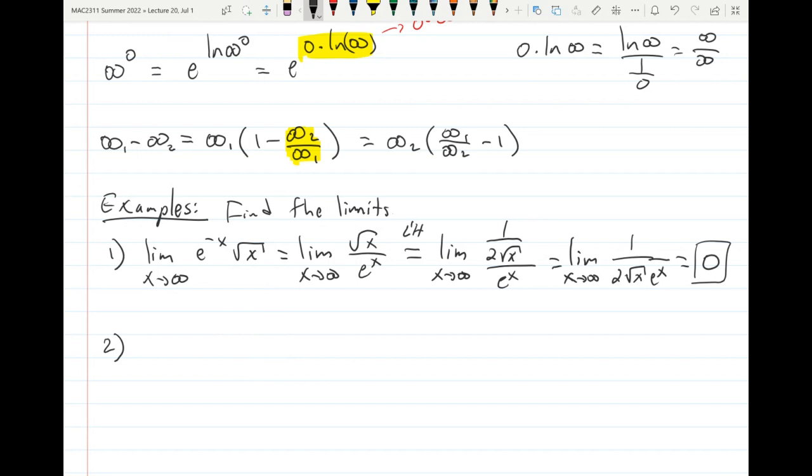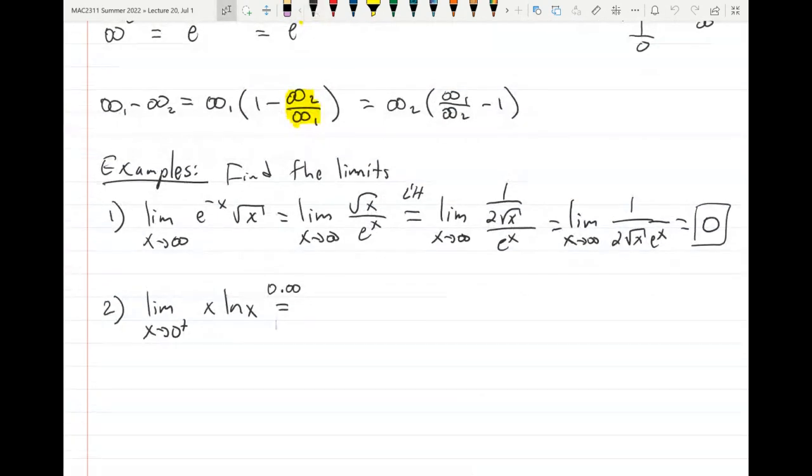Okay, now let's do the limit as x approaches 0 from the right of x times ln of x. So notice that this limit is of the type 0 times negative infinity. So it's 0 times infinity. Remember, when the argument of ln approaches 0 from the right, the ln goes down to negative infinity. Okay. So here you need to bring one of the two terms to the denominator to turn it into 0 by 0 or infinity by infinity.